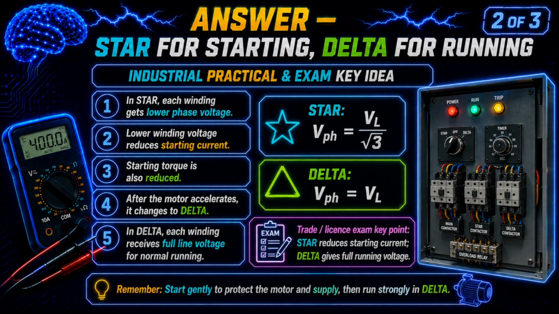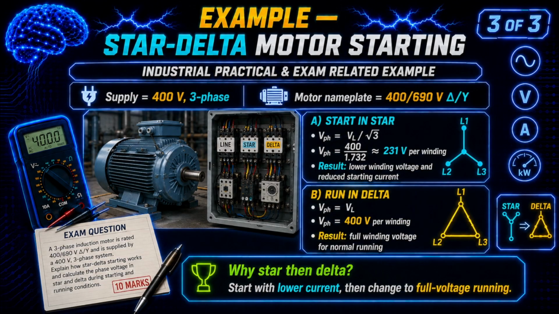The answer is simple. The motor starts in star to reduce the voltage across each winding. Because the phase voltage is lower in star connection, the starting current is reduced, and the starting torque is also reduced. After the motor gains speed, the starter changes to delta. In delta connection, each winding receives the full line voltage, so the motor can run at normal full load condition. So the key idea is, start in star for lower starting current, then run in delta for full voltage and normal operation.